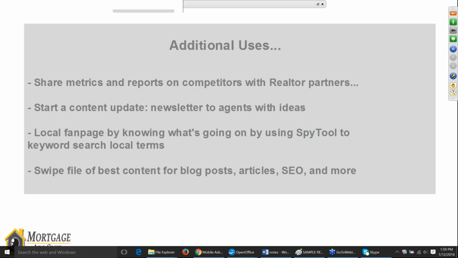You get a whole lot of fans, but then you wonder, well, what should I be talking about? Well, using the spy tool, you'll know what content is the most up to date and getting shared the most, and just showing again and again very popular content. Use it as a keyword search for local terms to come up with ideas. So you're creating your own little swipe file of the best content for posts, articles, SEO purposes, and more. So yeah, you're not just limited to using this for ads, guys. As you can see, this is pretty much a 360-degree solution.